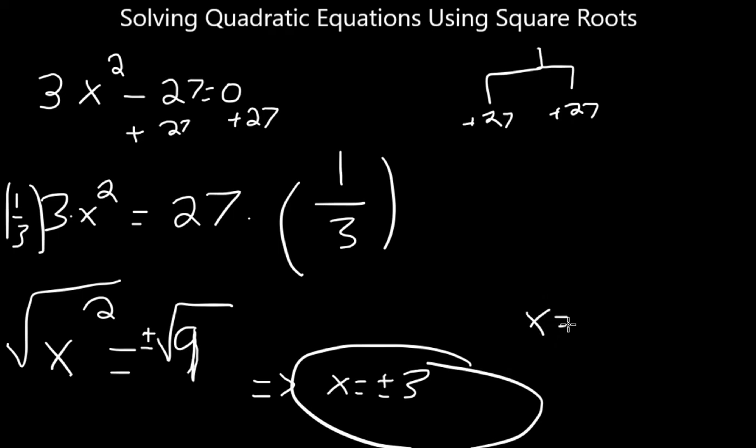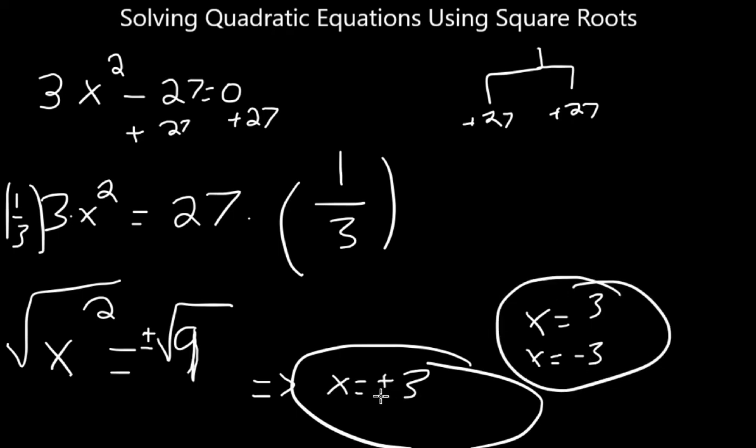If I wanted to be more precise, I could write x equals 3 or x equals negative 3, and that would also work, but I will understand that this is what you mean if you write x equals plus or minus 3. So in this case, we had 2 solutions.